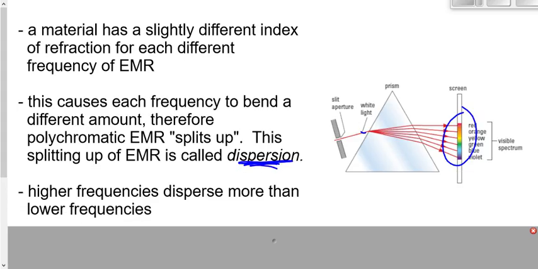And you can see on the diagram over here that violet light refracts or disperses the most, and violet light has a higher frequency. So we would say higher frequencies disperse more than the lower frequencies. Or you could say, I suppose, lower wavelengths disperse more than higher wavelengths.